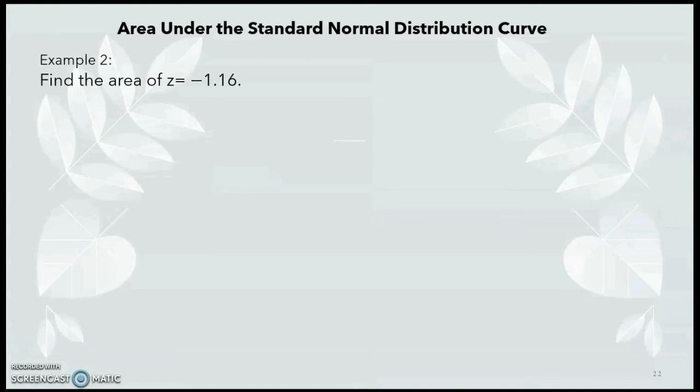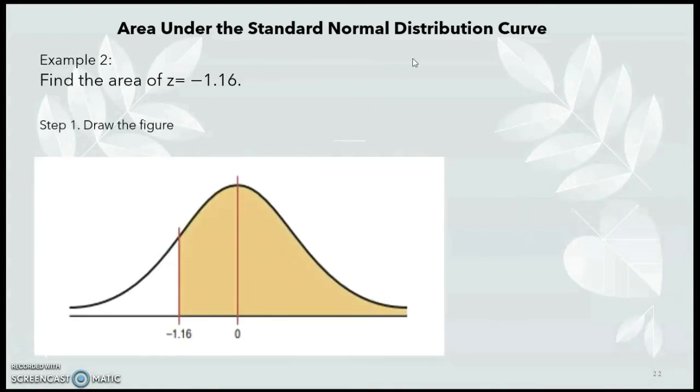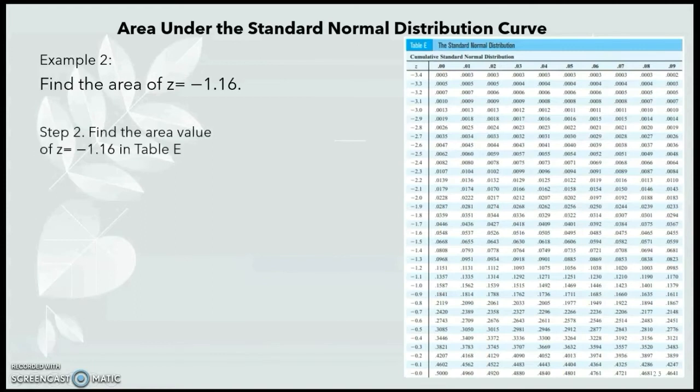Second example, find the area of z equals negative 1.16. Draw the figure, then shade the area. Since we are looking for the area of a negative z-value, the shaded area is on the right side of the curve. Then, find the area value of z equals negative 1.16 in table E. It is found by looking for negative 1.1 in the left column, then 0.06 in the top row, where the two lines meet gives an area of 0.1230.